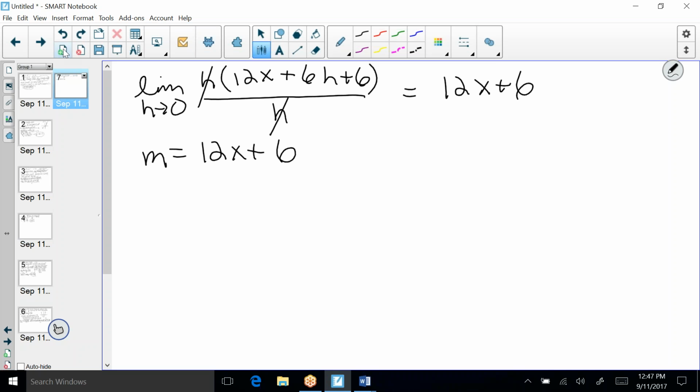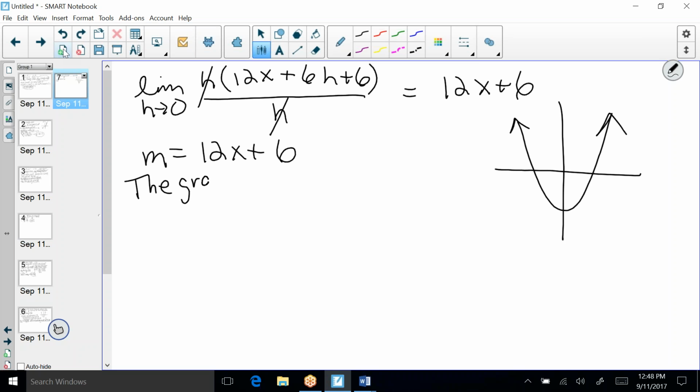Okay. But we're not given a specific value of x. But we're told in this problem to find the point x, y at which the graph of that function has a horizontal tangent. So I graphed this thing before, just kind of a real quick graph. This is our parabola right here. And the graph has a horizontal tangent.